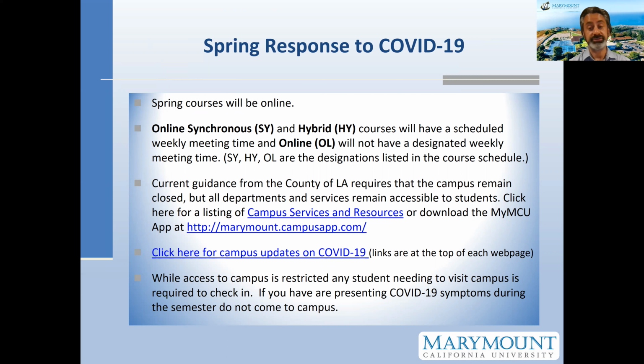For the online classes, they don't have designated weekly meetings that are scheduled. So look for that as you're selecting your classes. If you want to make sure you have the structure of that weekly meeting time, do sign up for the SY or HY courses. And if you have trouble figuring out which one makes the most sense for you, talking with your academic advisors would be an important thing to do.